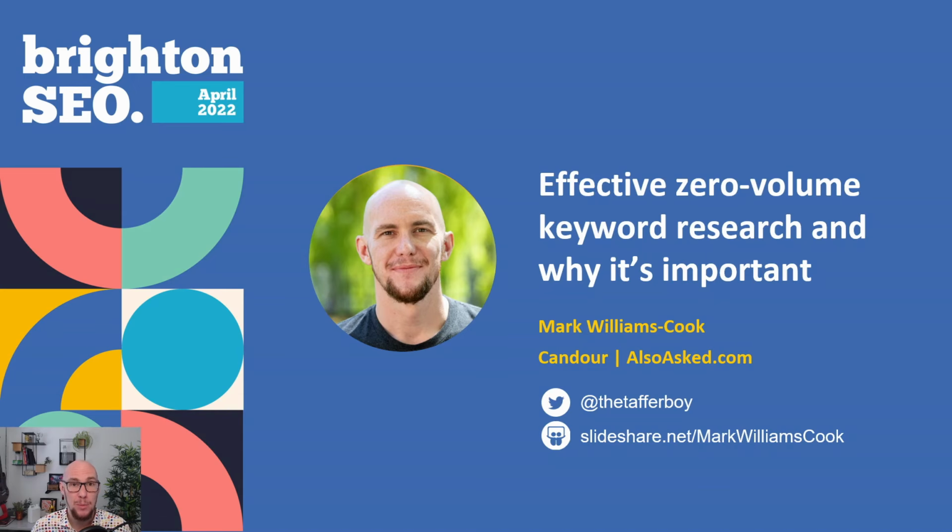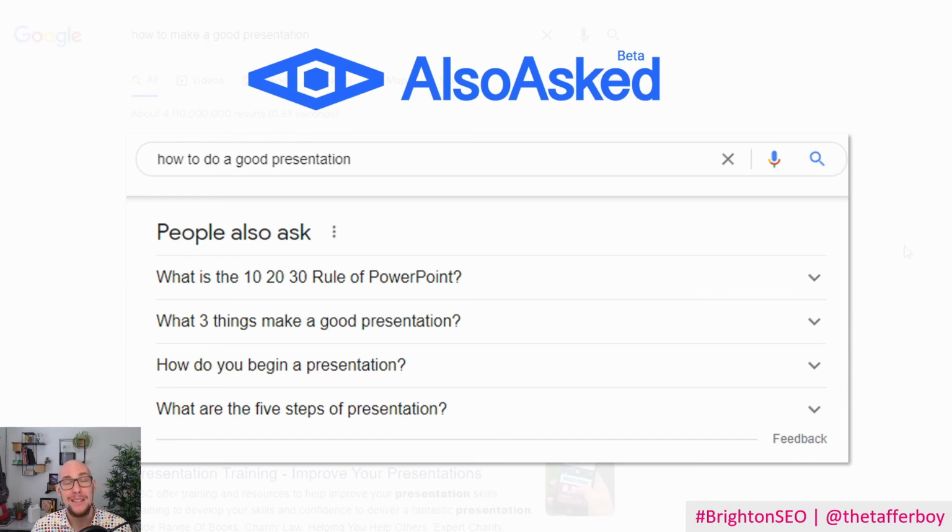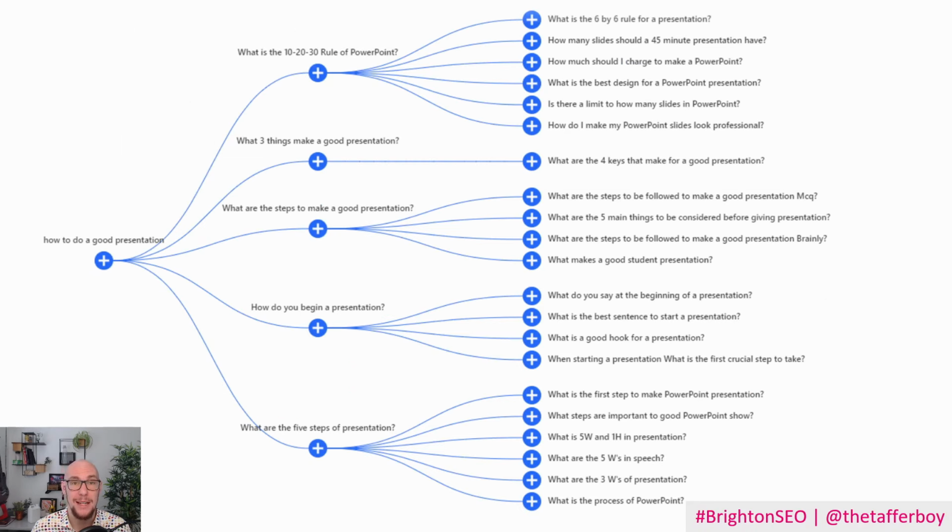Specifically, I'm going to talk about the problems they cause us as marketers, why I think there's more potential in zero volume than there ever has been before, and lastly, of course, how we can maybe take advantage of that. The reason I chose to talk about this subject is because of Also Asked. So Also Asked basically mines people also asked data and puts it in graphs like this for you.